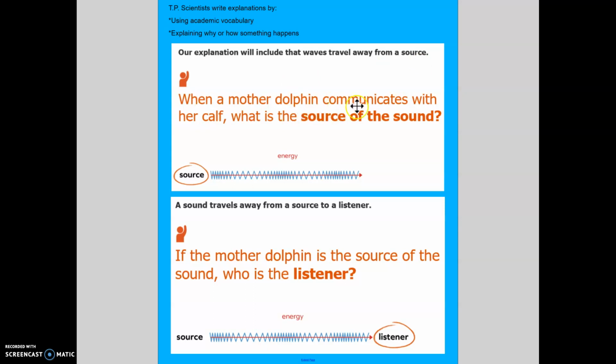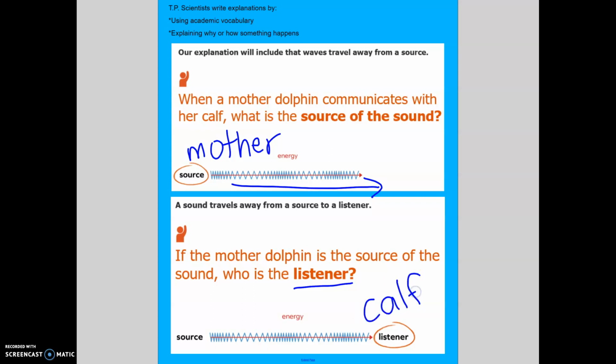When a mother dolphin is communicating, what is the source of the sound? Where does the sound come from? We know that that would be the mother dolphin is making the sound. It travels away. So then who do you think the listener would be? If the mom is communicating, the mom is sending a message, the listener would be the calf. Remember, that means baby dolphin.